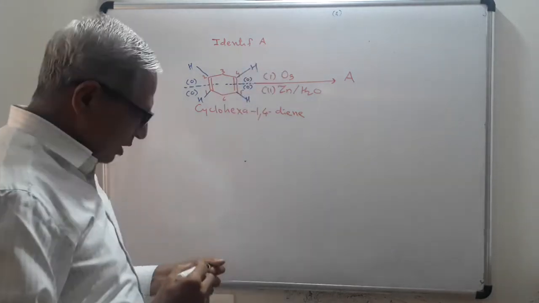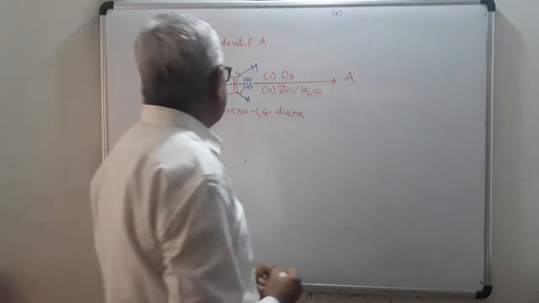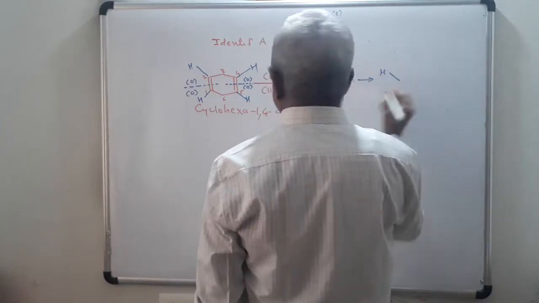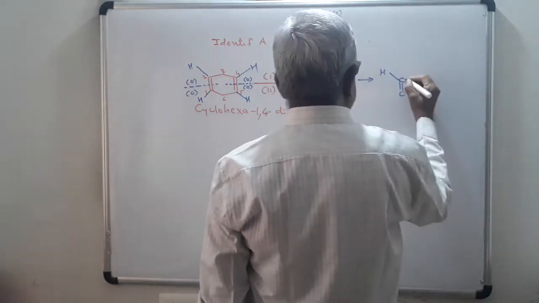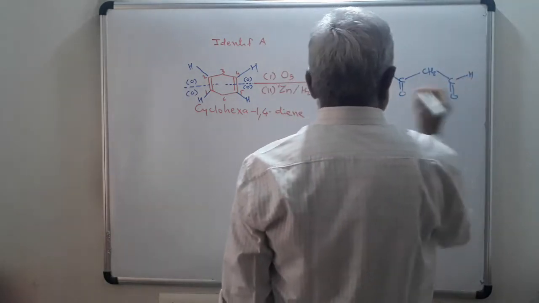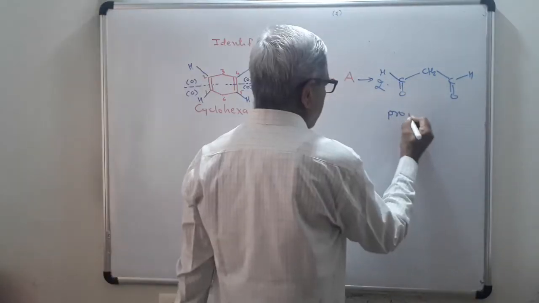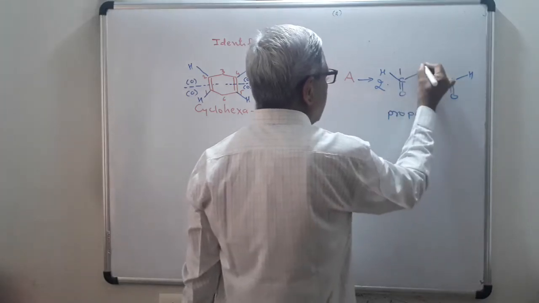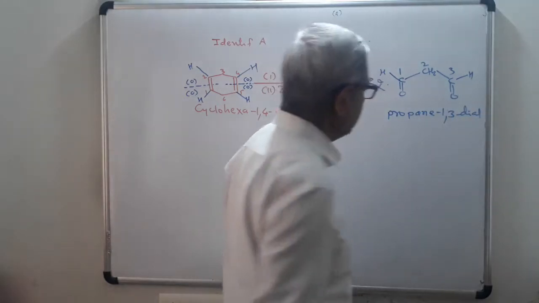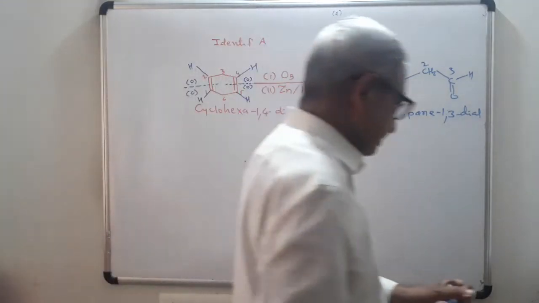Carbon number 1, 2, 4, 5 each have one hydrogen. Carbon number 3 and 6 are methylene groups. Therefore, the structure will be like this. Structure of A: H, then C=O, then CH2, C=O, H. You will get these two molecules because this compound is symmetrical. As for propane, 3 carbon atoms are there, 1, 2, 3. The name of this one is propane-1,3-dial. So such types of questions we can solve.